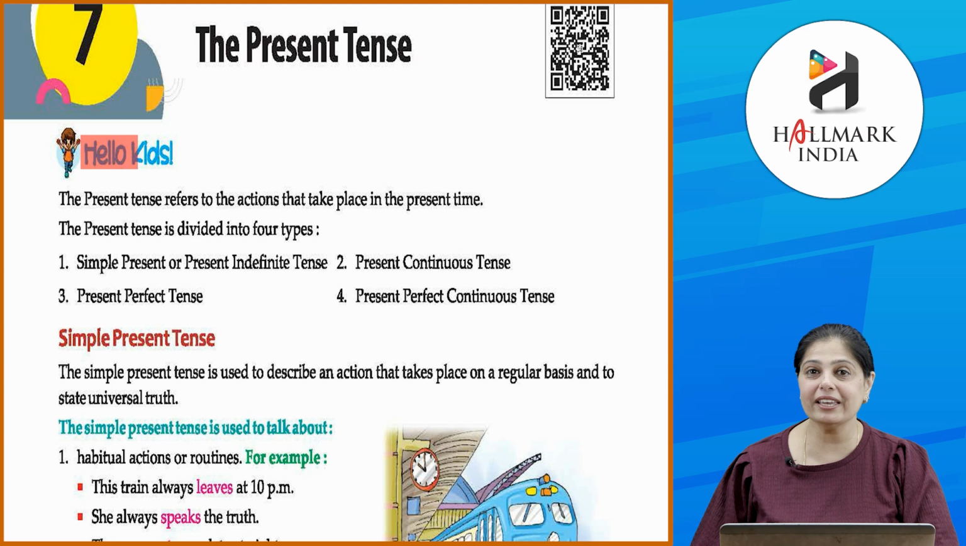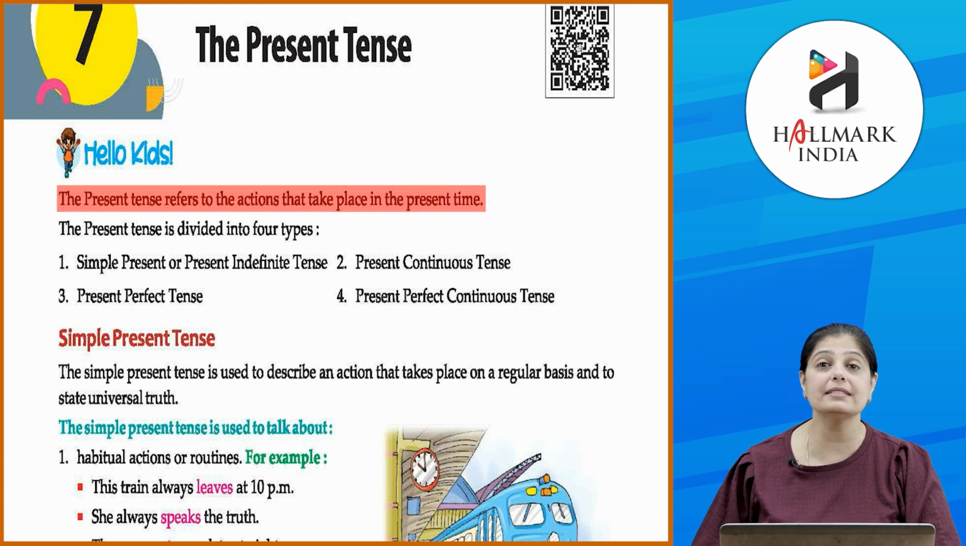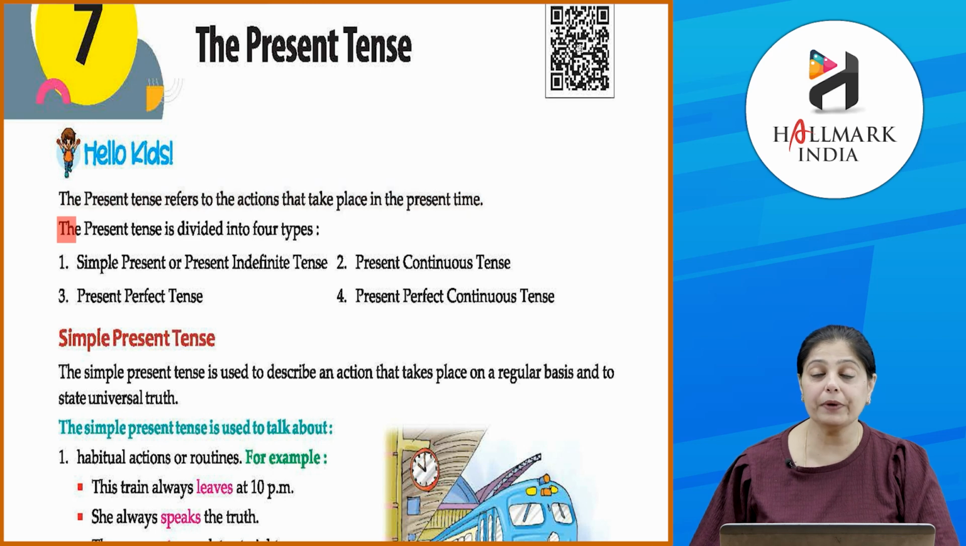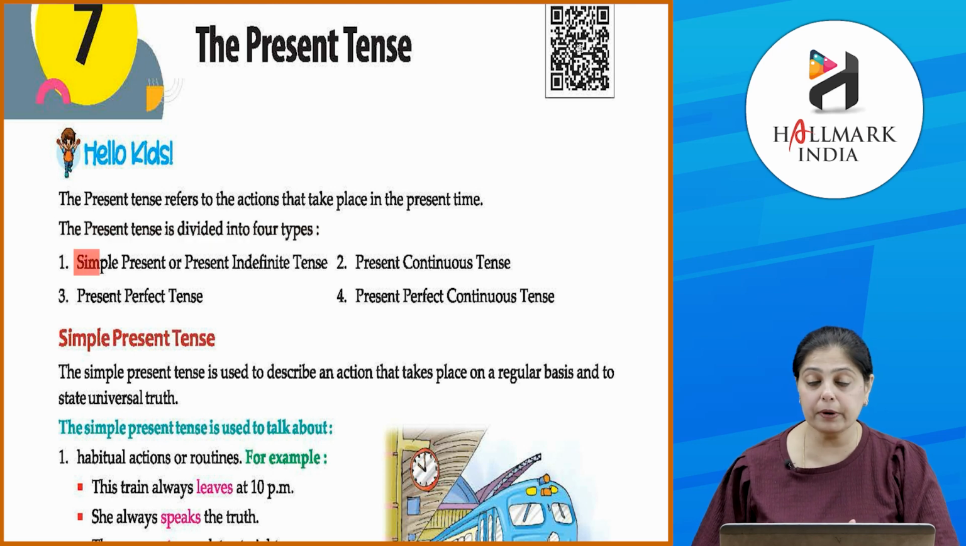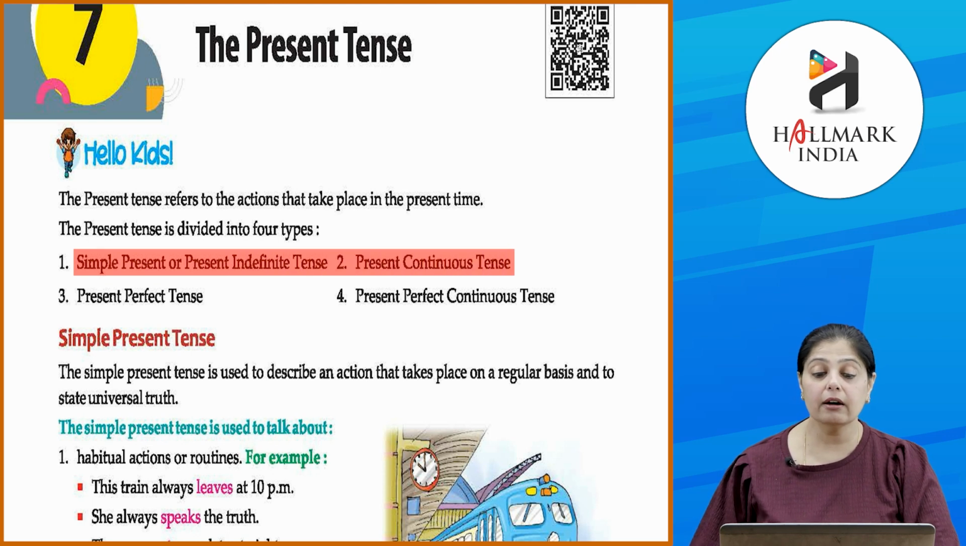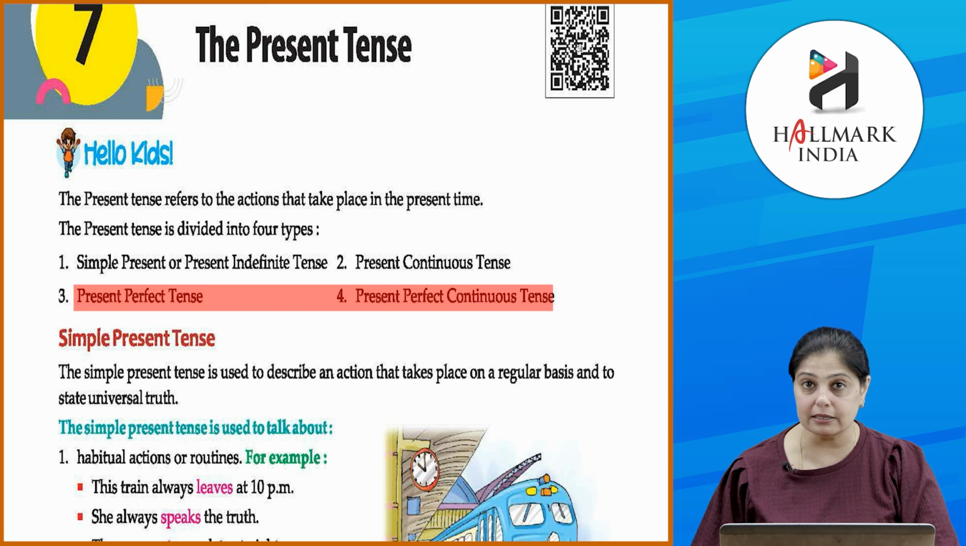Okay? So hello kids. The present tense refers to the actions that take place in the present time. So the actions that are happening right now are in the present tense. The present tense is divided into four types. Now it also has four types. First is simple present or present indefinite tense. Second is present continuous tense. Third is present perfect tense. And the fourth one is present perfect continuous tense.